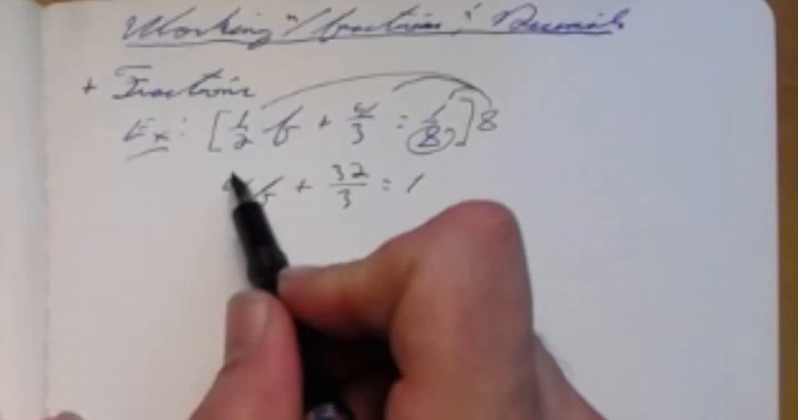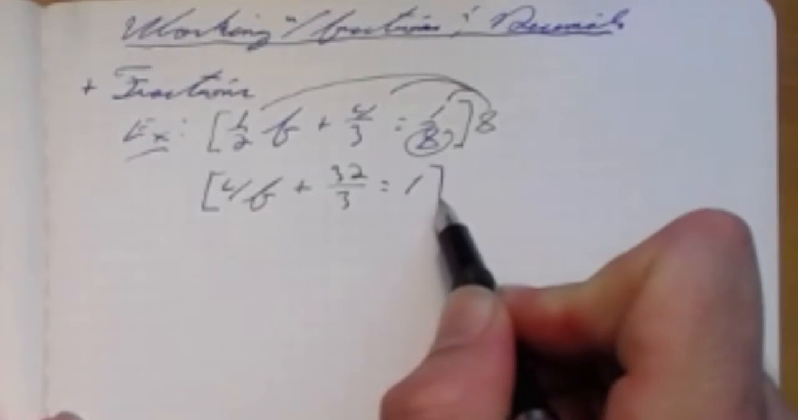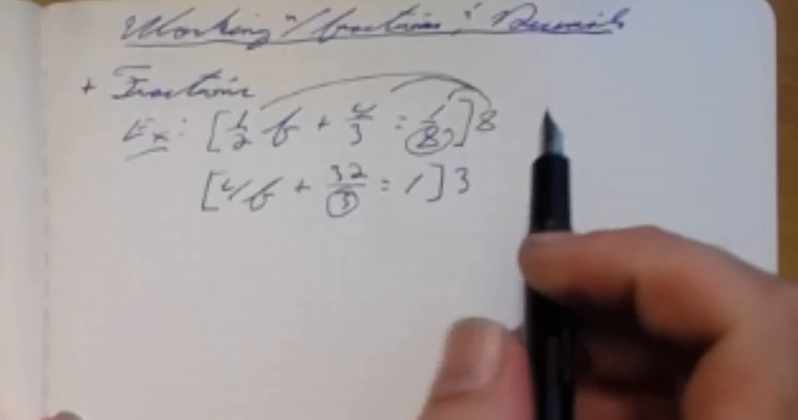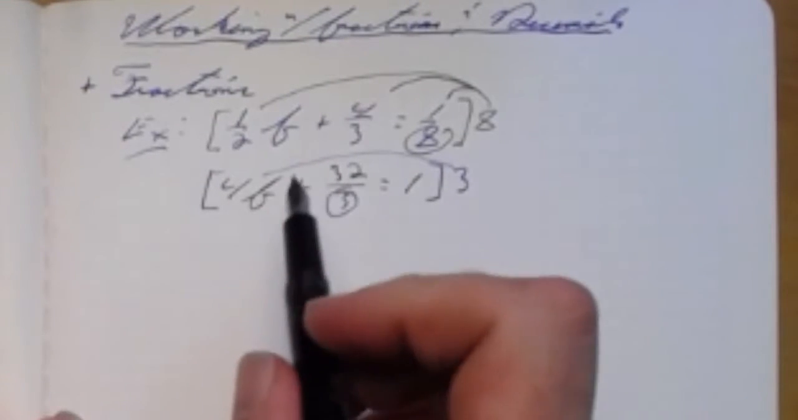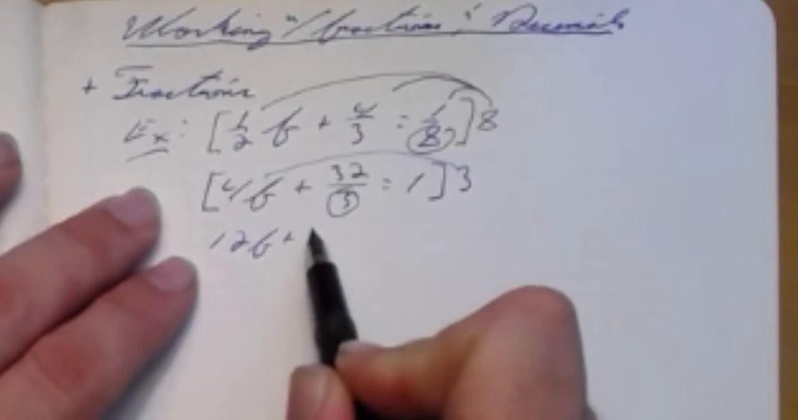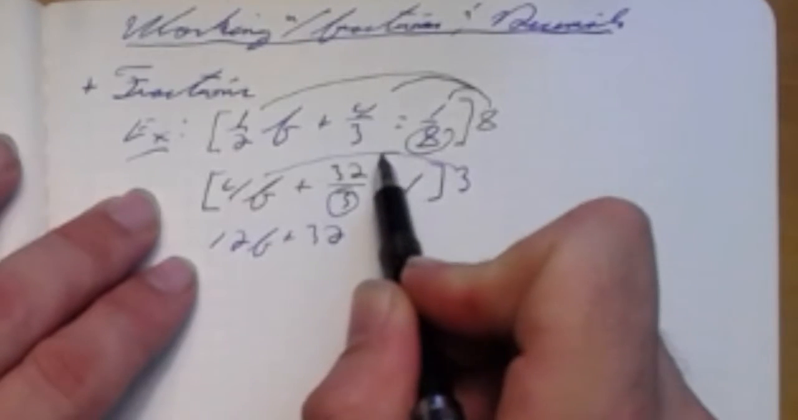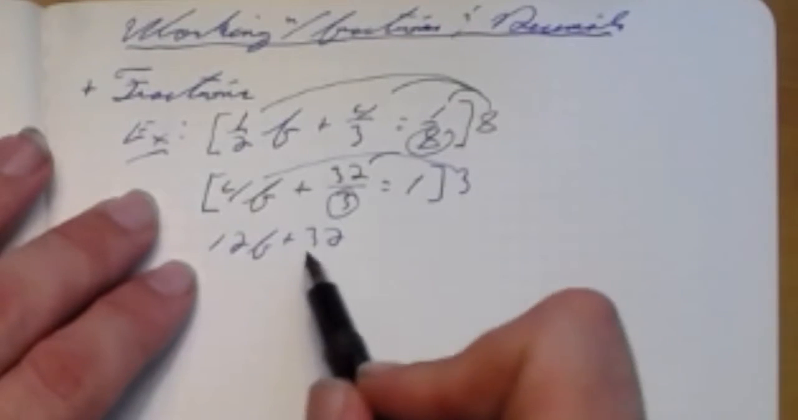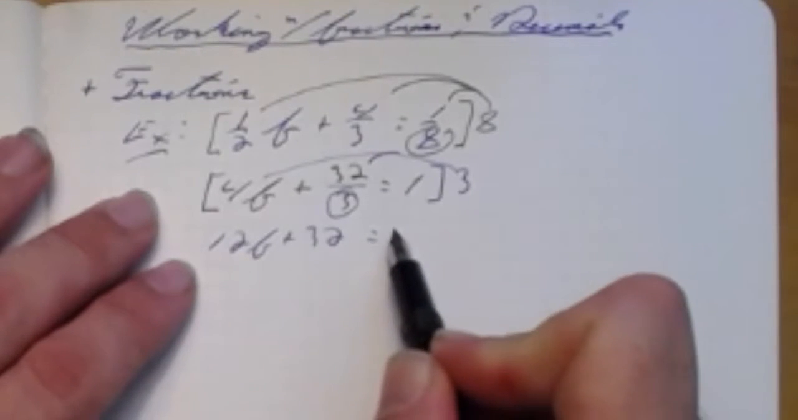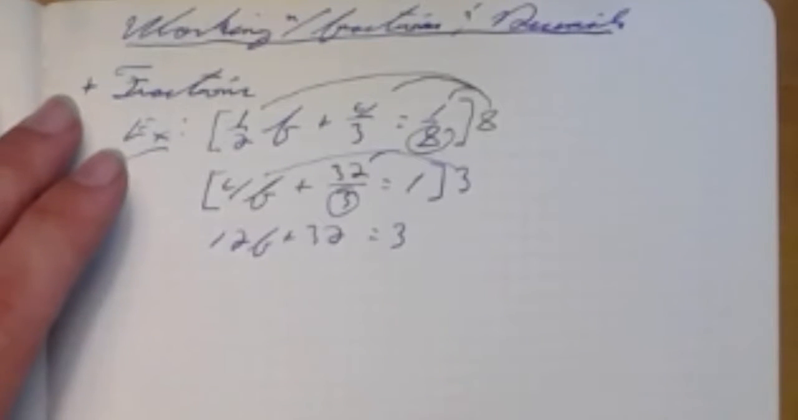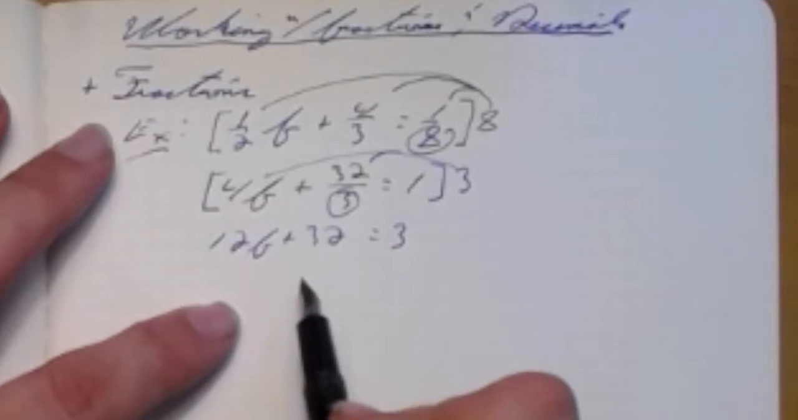What I'm going to do to make this easy to work with is multiply this entire equation by the highest denominator again, which now is 3. 3 times 4 is 12, and that's an F, plus 3 times 32 is 96, divided by 3 gives me 32, is equal to 3. Now I have no fractions. I get to go ahead and solve it as I would any equation.